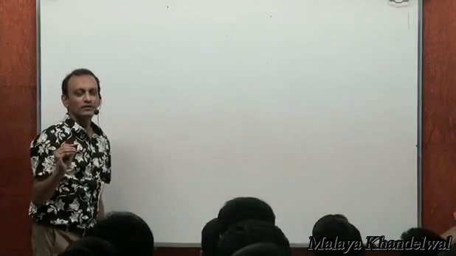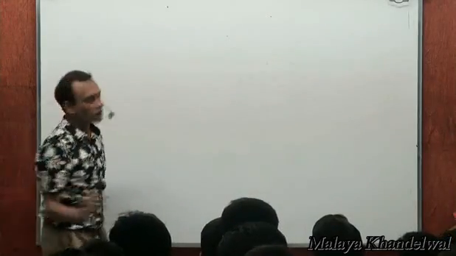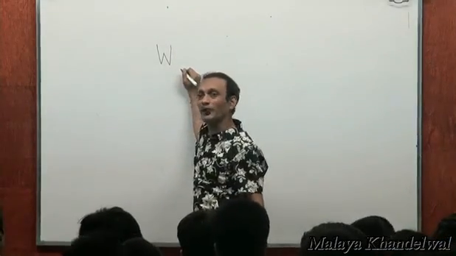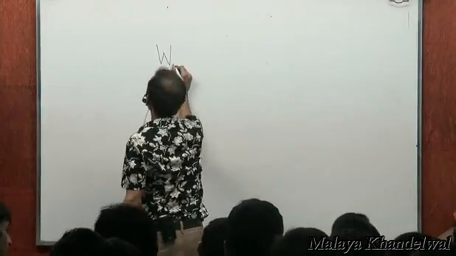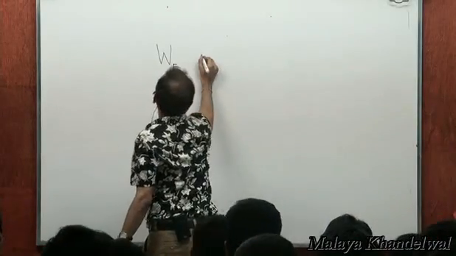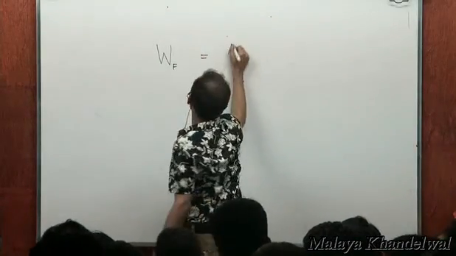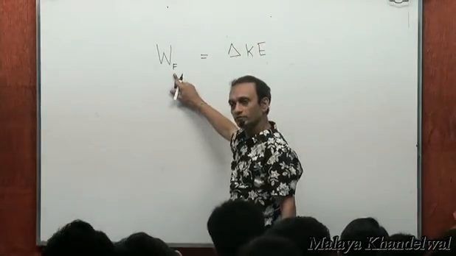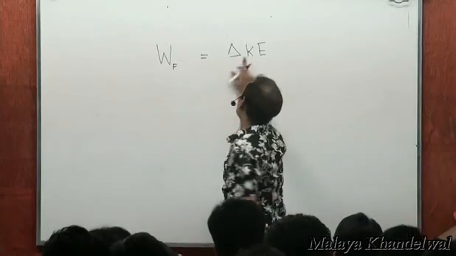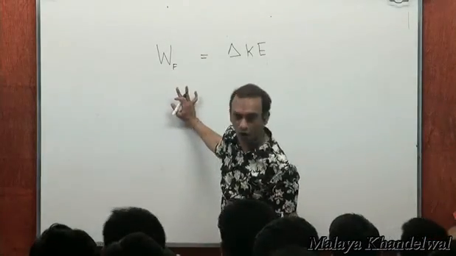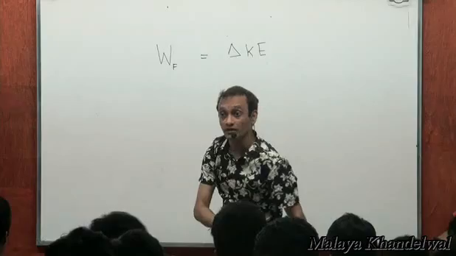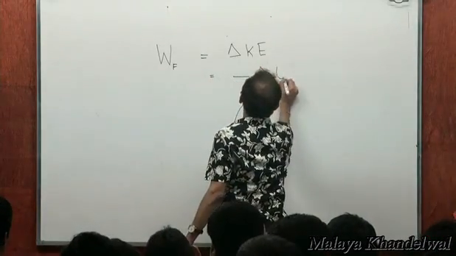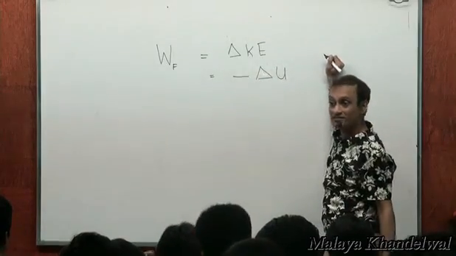Now, look, in a conservative field, let's say a particle is being acted upon only by forces of the field. Then work done by the field is always change of kinetic energy. From the work energy theorem, work done by the forces of the field is always change of kinetic energy. That's for any field, conservative or not. But in a conservative field, work done by the forces of the field is also the negative of the change of potential energy.